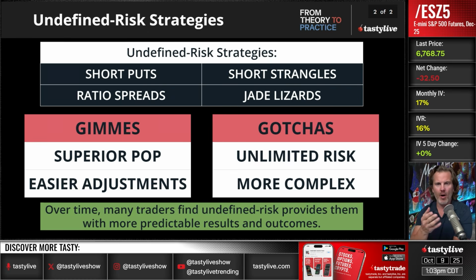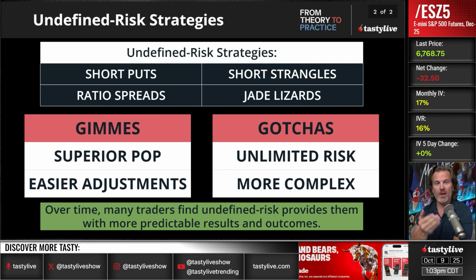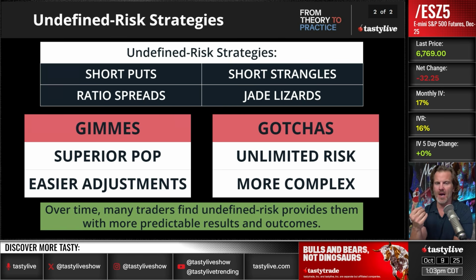Number 2, they are easier to adjust. So when it comes time to manage a position, when it comes time to move some things around, undefined risk strategies are indeed easier to adjust.